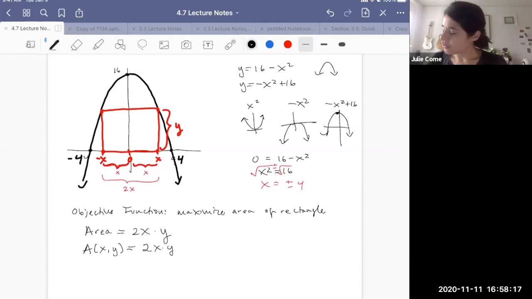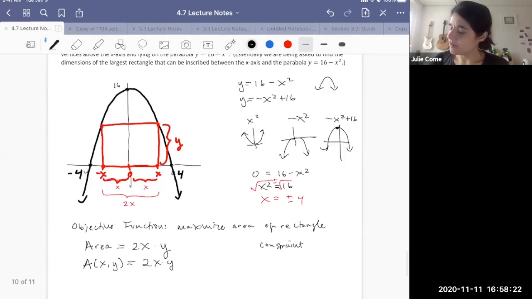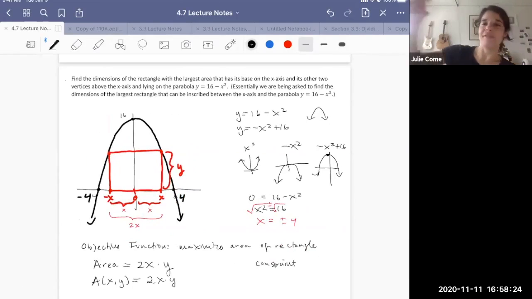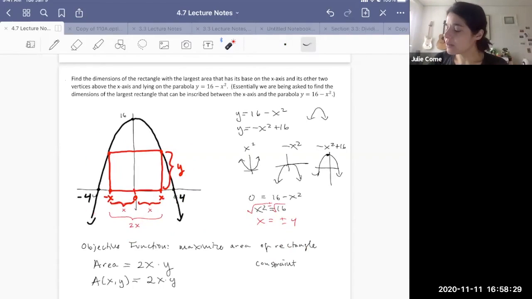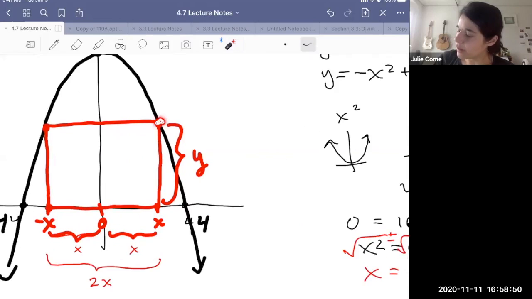So what's the constraint in this problem? It doesn't sound like we've been given some kind of requirement that they can't exceed something. But the constraint in this case is that we know that we're hemmed in by the parabola. And we know that the vertices up here and here have to be on the parabola y equals 16 minus x squared. So what does that tell me about the coordinates of this point?